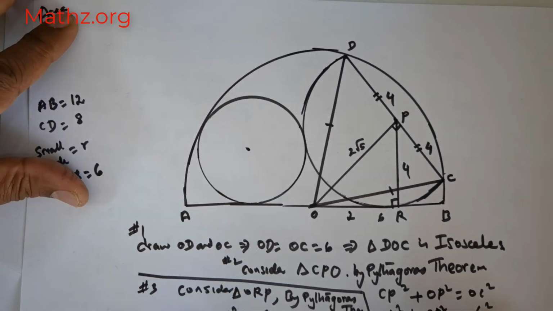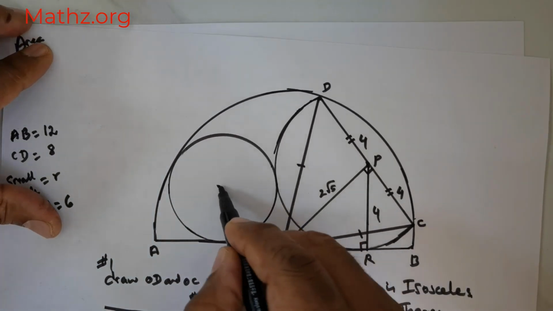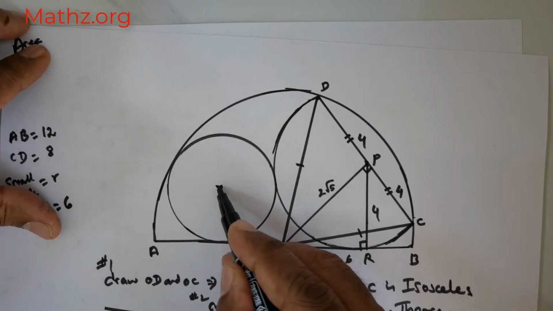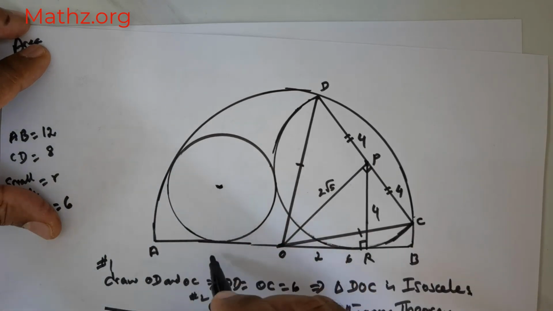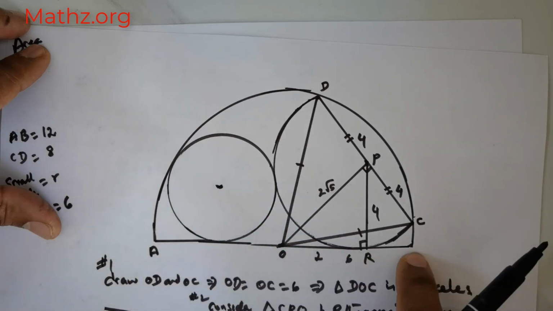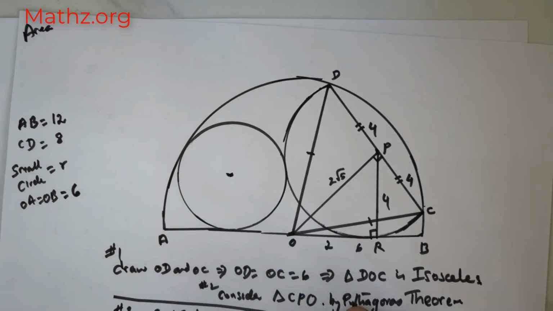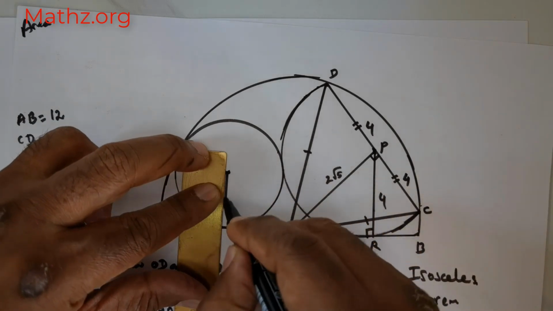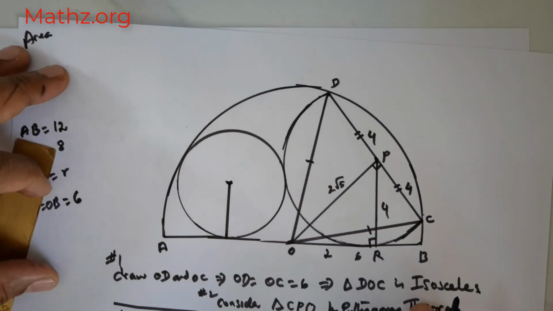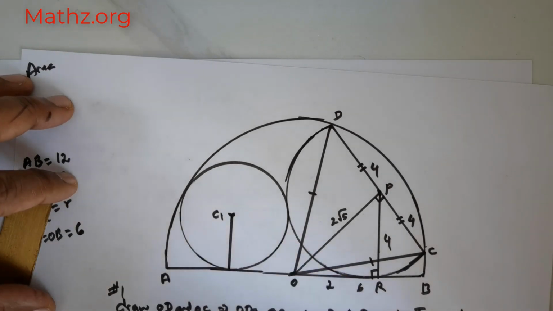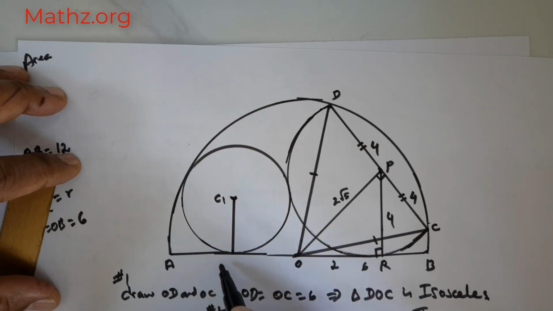Now what I'm going to do, I'm going to drop a perpendicular from the center of the small circle to the diameter AB. So let me drop that. So this is dropped. Now I'm going to name this as C1 and I'm going to name it as S.